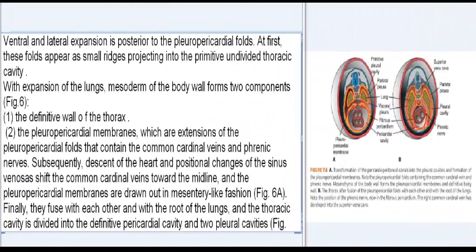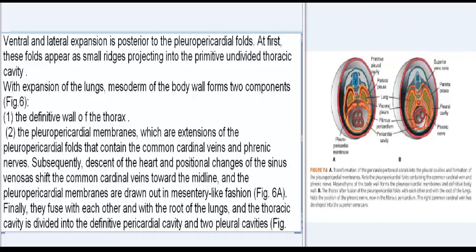Ventral and lateral expansion is posterior to the pleuropericardial folds. At first, these folds appear as small ridges projecting into the primitive undivided thoracic cavity. With expansion of the lungs, mesoderm of the body wall forms two components, Fig. 5.6: 1, the definitive wall of the thorax; 2, the pleuropericardial membranes, which are extensions of the pleuropericardial folds that contain the common cardinal veins and phrenic nerves.